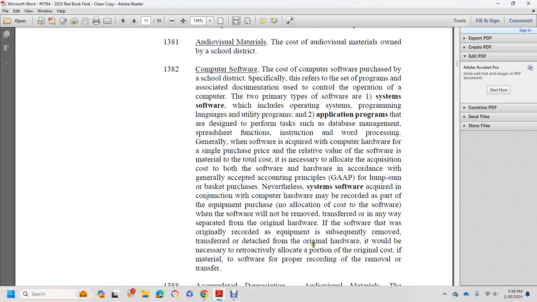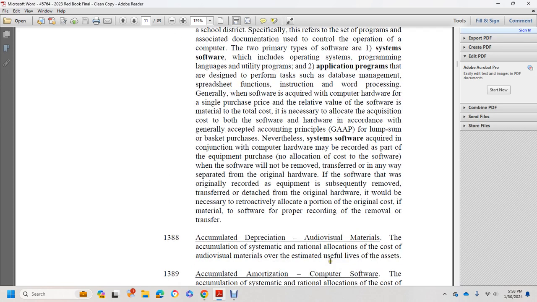Software will not be removed or transferred in any way separately from the original hardware. If the software originally recorded with the equipment is subsequently removed or transferred separately from the original hardware, it will be necessary to retroactively allocate a portion of the original cost to the software for proper recording of the removal or transfer.